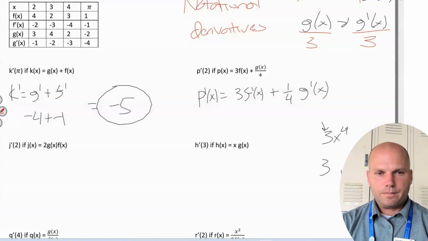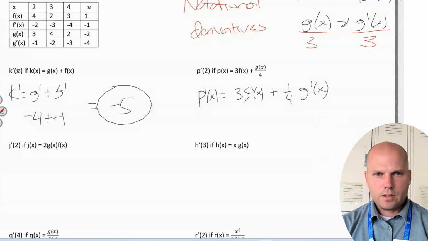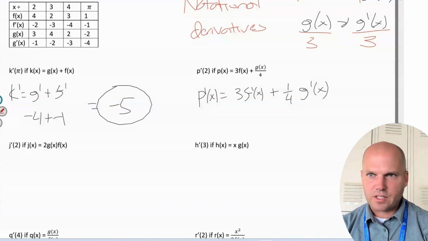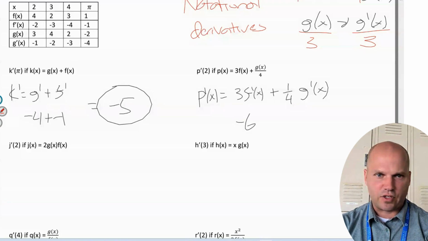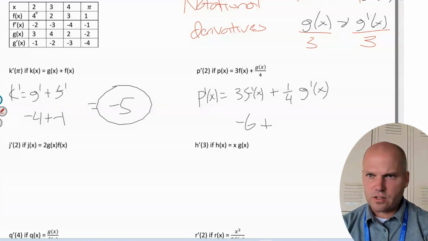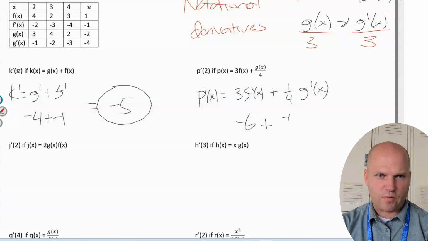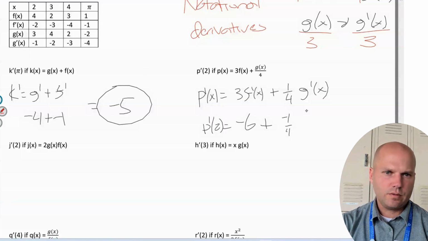Here we go. We got the slope of f at 2. The slope of f at 2 is -2. So I'll get -6. The slope of g at 2 is -1. So this is -1/4. So -25/4.